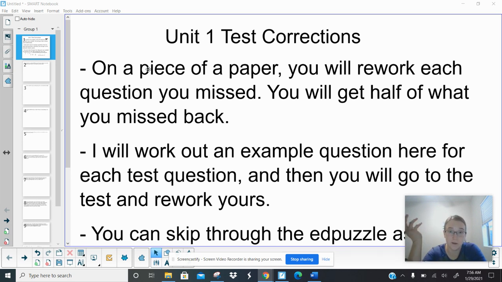You're going to get half of what you missed back. So again, if you got 16 points right, that means you missed 4 points. You're going to get half of that back. Those will be the points you get back on your score.